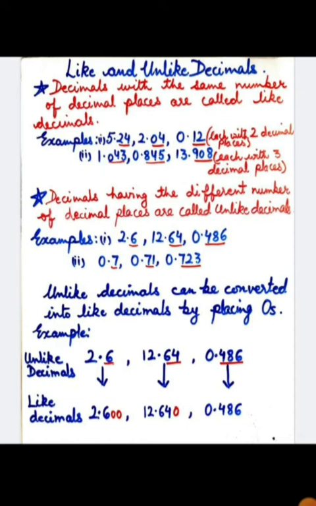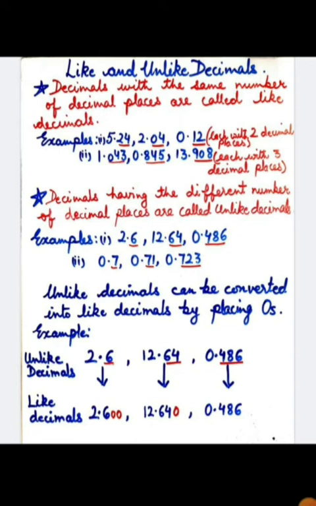And in the second example, 1.043, it has 3 decimal places after the decimal on the right side, 0, 4 and 3. And the second number is 0.845, it also has 3 places after the decimal. And the third number 13.908 also has 3 places after the decimal. So here all the places are the same, so they are all like decimals.